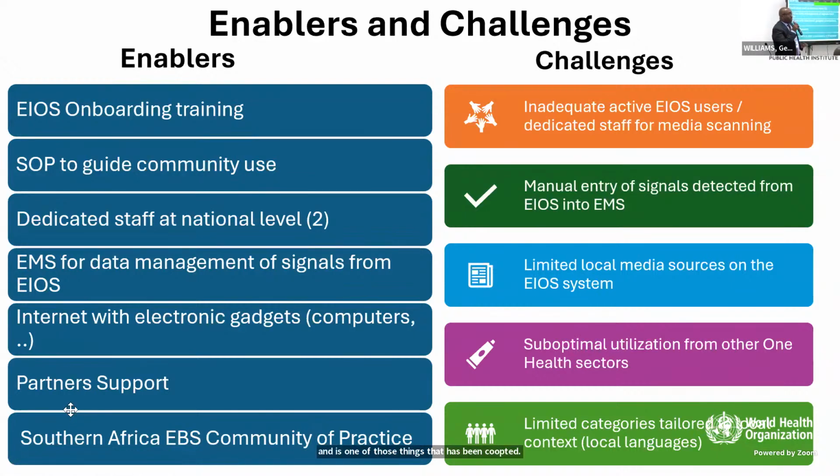The last one is that in our region, we have 10 member states, and within the member states, we have what is called the Southern Africa Event-Based Surveillance Community of Practice. One of the key indicator activities we are following is implementing the EIOS. And within this platform, we've been lucky to share information, to communicate, and also to collaborate among ourselves. I think we've collaborated around issues to do with cholera.